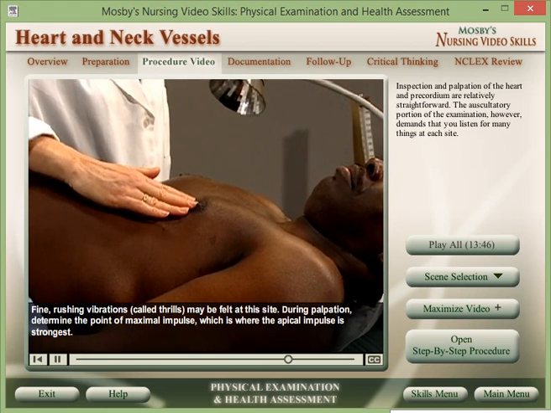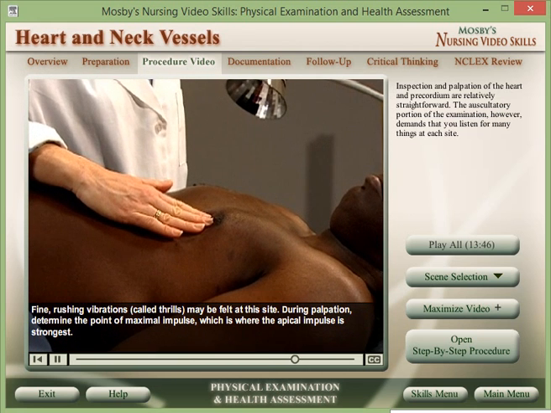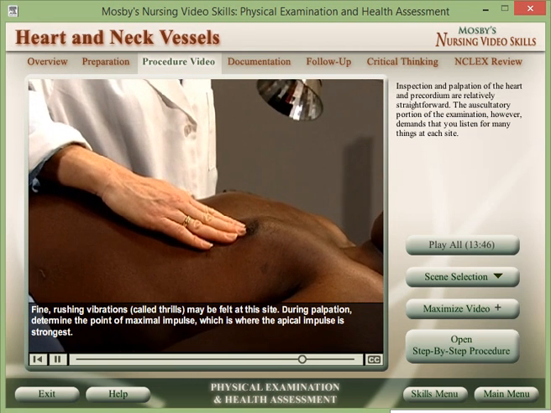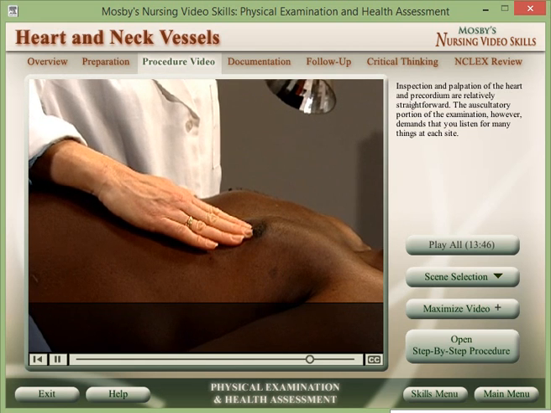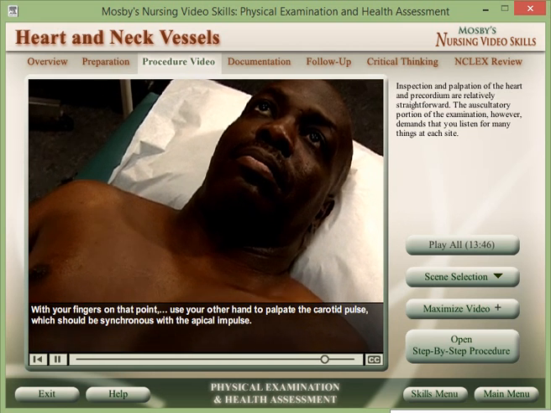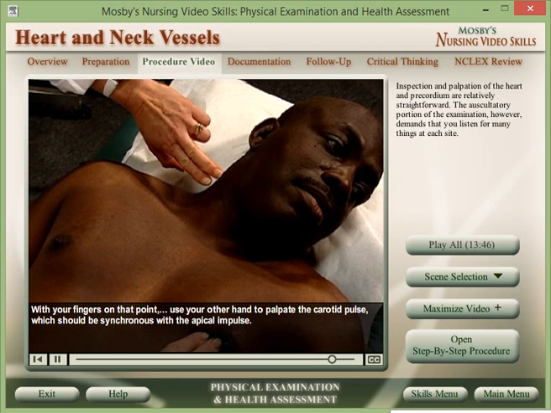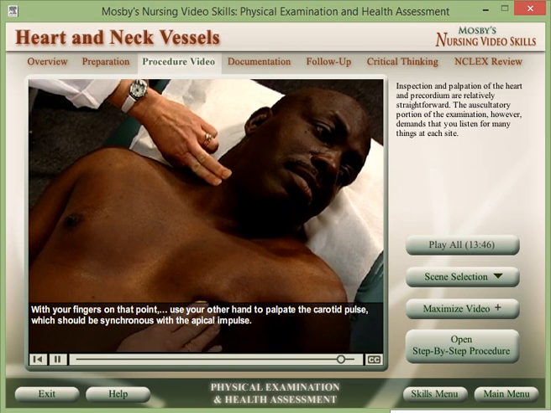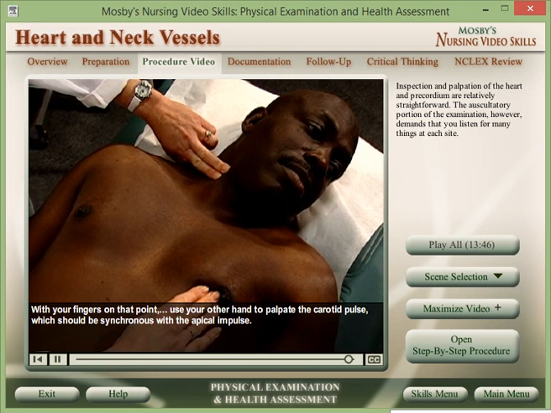During palpation, determine the point of maximal impulse, which is where the apical impulse is strongest. With your fingers on that point, use your other hand to palpate the carotid pulse, which should be synchronous with the apical impulse.